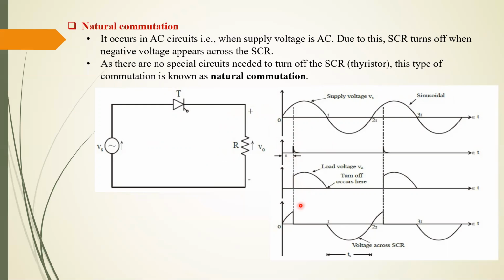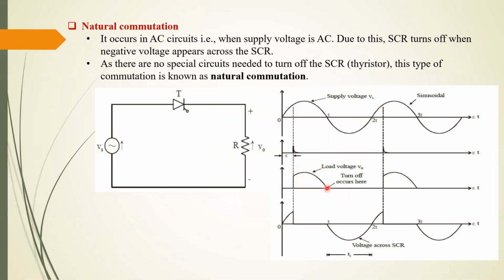Then at the alpha angle, if I trigger my SCR, the current flows through the circuit. The voltage across the SCR will be 0 as it acts as a short circuit, and the load current will be the same as the source current, and the load voltage equals the source voltage. This continues up to pi, and exactly at pi, the negative half cycle starts.